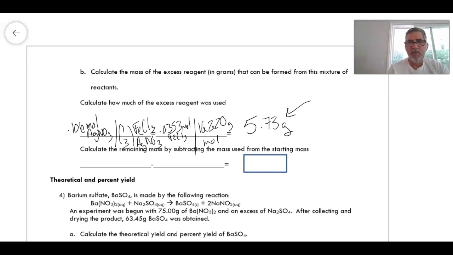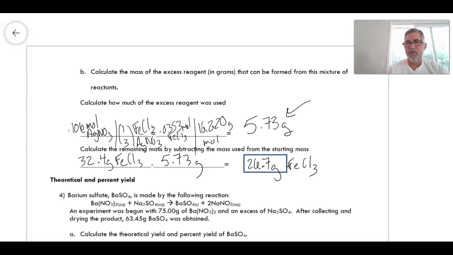That's how much of the iron 3 chloride I used. Remember I told you I started with, I'm looking at my notes here, 32.4 grams. So that's how much you started with, and you used 5.73 grams. So the amount of excess you have left is 26.7 grams of iron 3 chloride. So I have that much remaining. Okay, so that's how you do those problems.